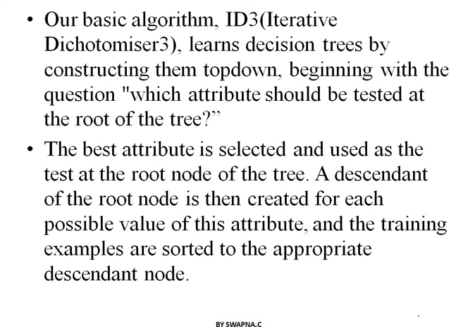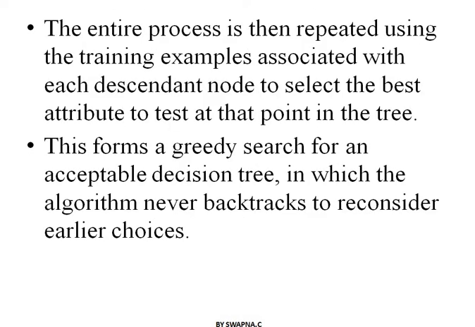A descendant node for the root node is created depending upon the possible values of that attribute. The training examples are all sorted to the appropriate descendant node. The entire process is then repeated using the training examples associated with each descendant node to select the best attribute to test at that point in the tree.